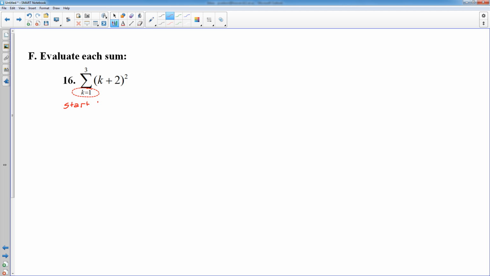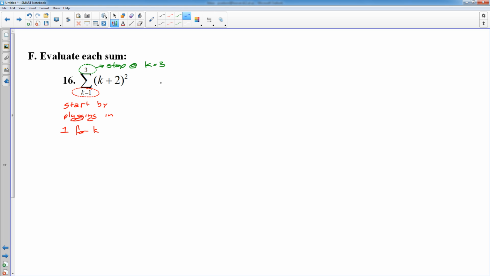I'm going to start by plugging in 1 for k, and then we will plug in every number above that. So we'll go k equals 1, then 2, then 3, then 4, then 5, except we stop with this one. We'll stop at k equals 3, which means this one's actually going to be pretty quick. We're going to plug in 1, 2, and then we'll stop at 3.